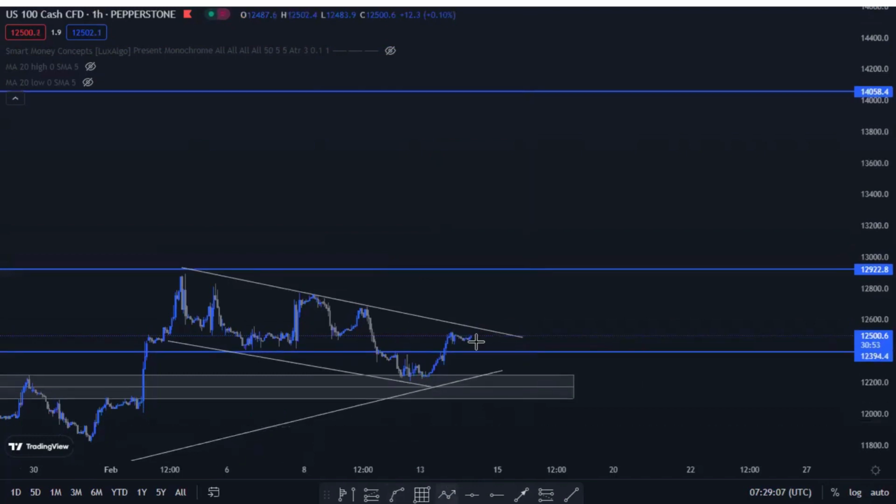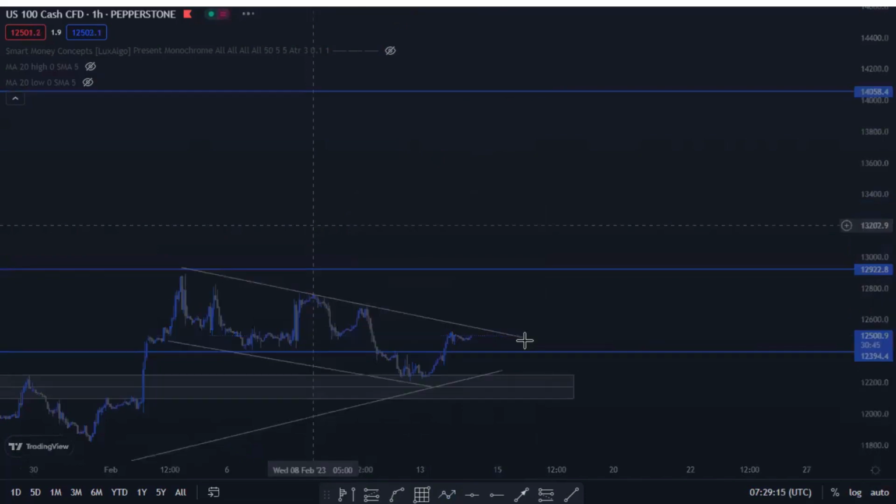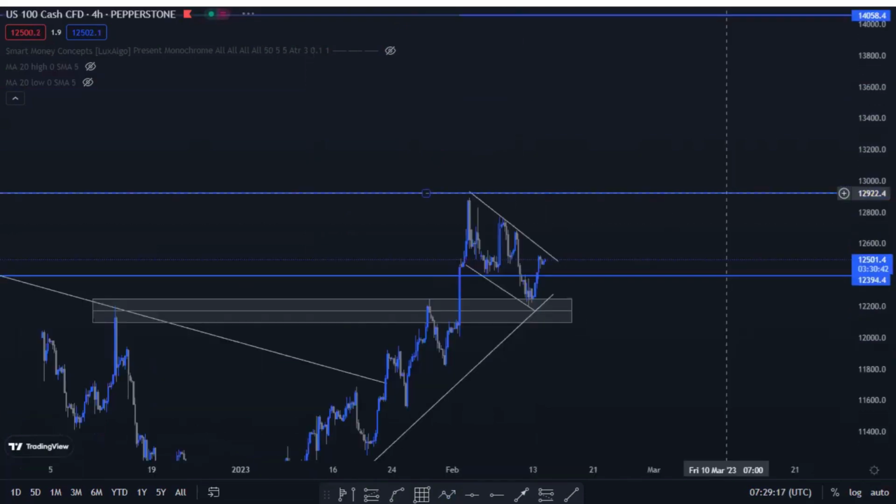Okay, as soon as price breaks out from this level, you wait for a confirmation and then you take your buy. But look at this beautiful analysis right here, guys. Look at this beautiful analysis.